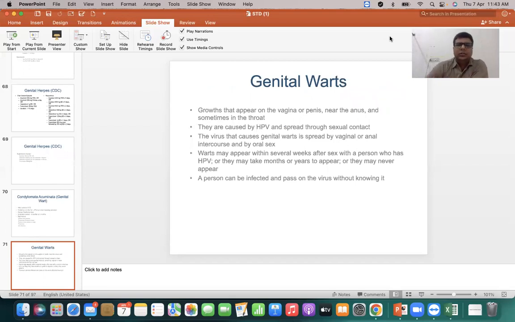What are genital warts? Growths that appear on the vagina, penis, near the anus, and sometimes in the throat. They are caused by human papillomavirus and spread through sexual contact. The virus that causes genital warts is spread by vaginal or anal intercourse and by oral sex. Warts may appear within several weeks after sex with a person who has HPV, or they may take 1 to 2 years to appear, or they may never appear. A person can be infected and pass on the virus without knowing it.